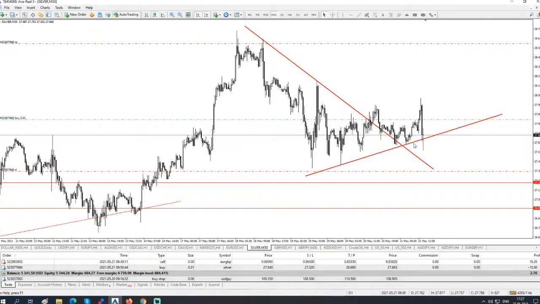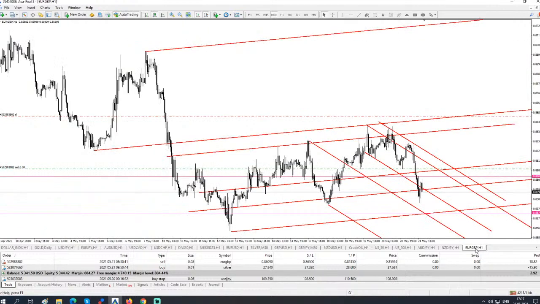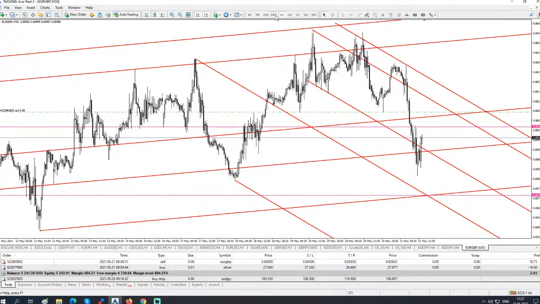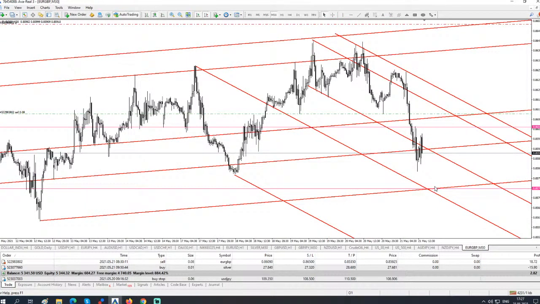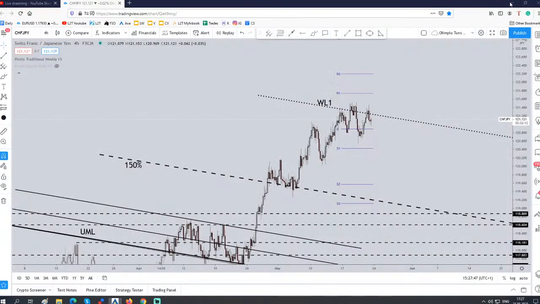And silver still above our minor uptrend here in our live and real account. And the euro versus the British pound drops again. And I've told you that maybe if the price will approach 0.8575, then we will close half. Let's wait and see, guys.